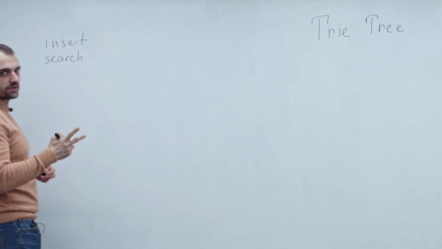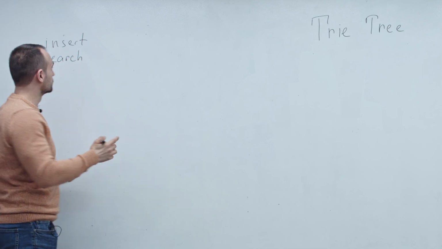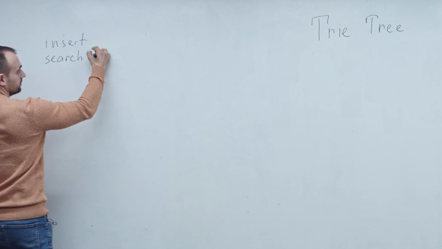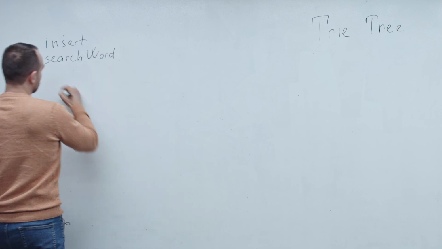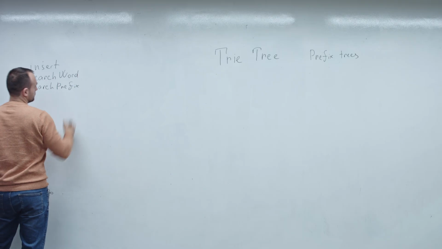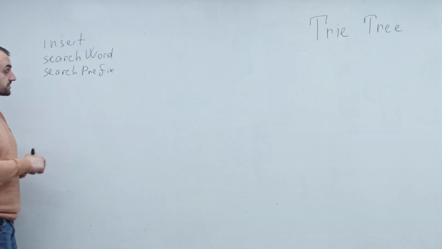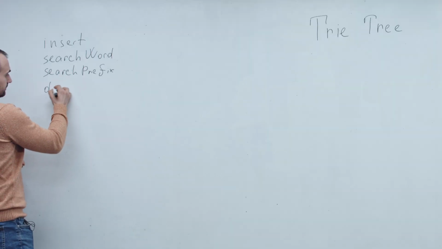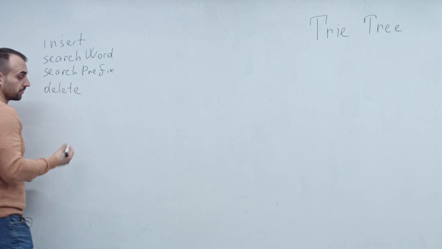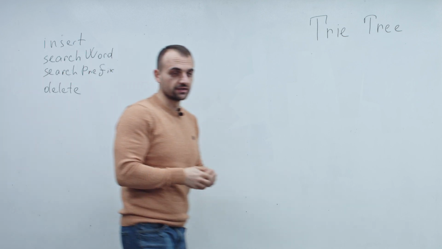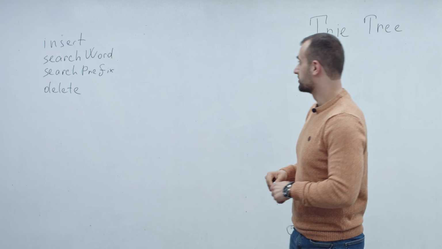We'll have two operations with search. It will be search a word and search a prefix. So we want to understand if there is any word which starts with some prefix, and of course the delete one, probably the hardest one in every tree operation.